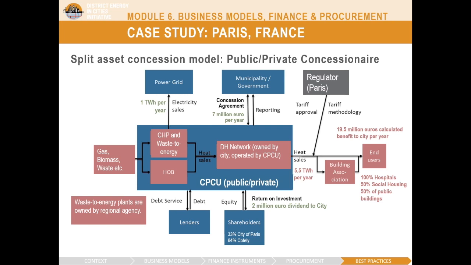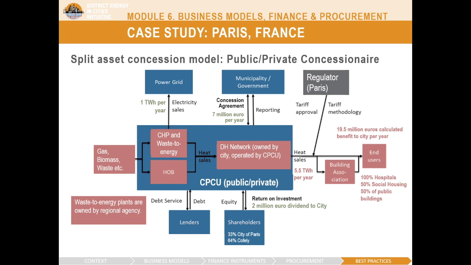Between these entities, contracts will exist that define offtake and tariffs. In such models, each entity will be responsible for sourcing finance for the district energy functions they control. In Paris, the waste-to-energy plants are owned by a regional agency and the rest by the district heating company CPCU. The electricity generated from the CHPs is sold over the electricity grid and is another revenue stream.